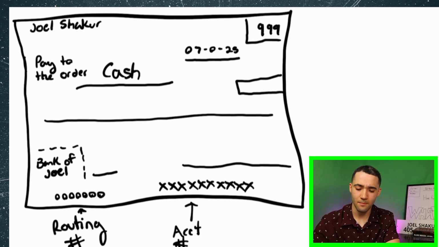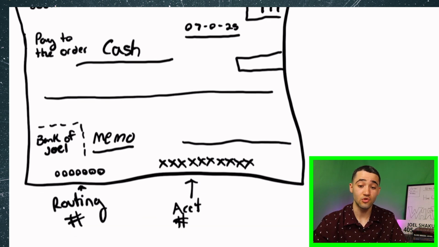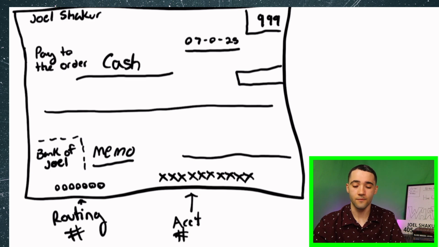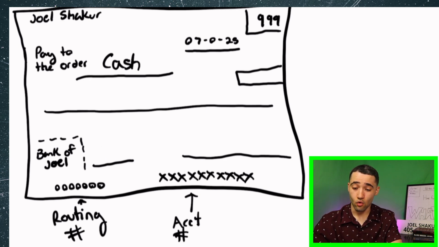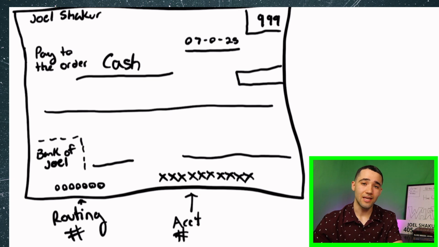There's also what's called a memo line. That's usually bottom left. You could write whatever you need to over here. So let's say you're buying a fishing pole and you just want to track that expense and know what you spent this check on. There you go. So let's get back to these other lines. So let's do the pay to the order of cash. And let's say we need $1,000 out of our account.